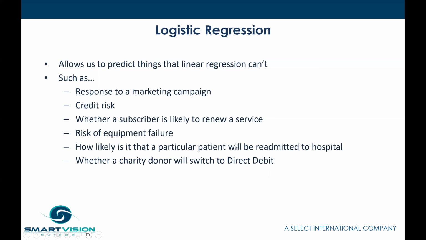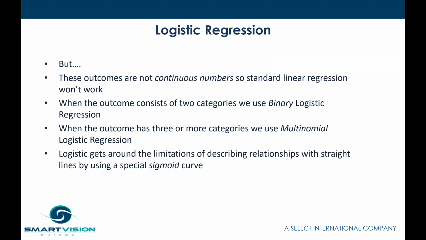It's used a lot in patient predictions, such as whether or not a patient will survive treatment or be readmitted to hospital, or whether a charity donor will switch to direct debit rather than casual cash donations. So anything where we've got a category outcome. It's an extension of linear regression. These outcomes are not continuous numbers, so standard linear regression won't work. When the outcome consists of two categories, we call it binary logistic regression. When the outcome is three or more categories, we call it multinomial logistic regression.